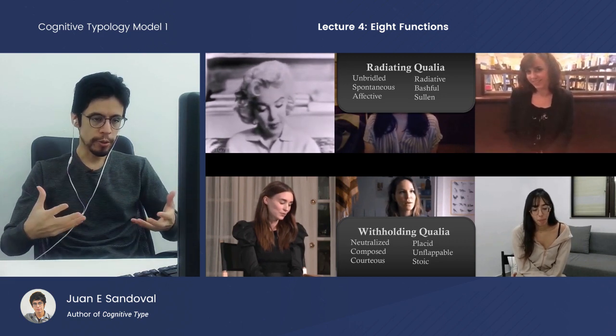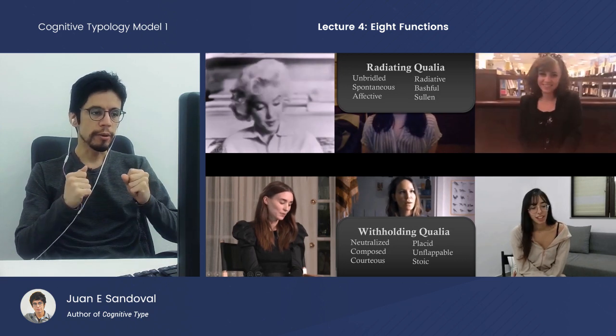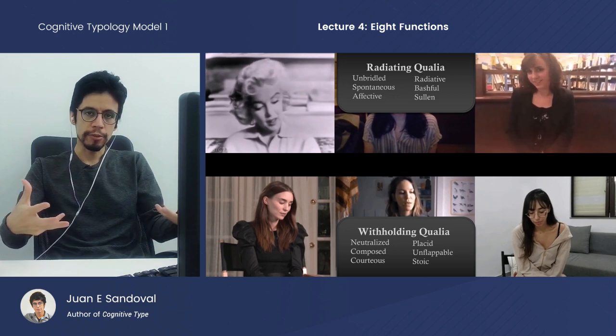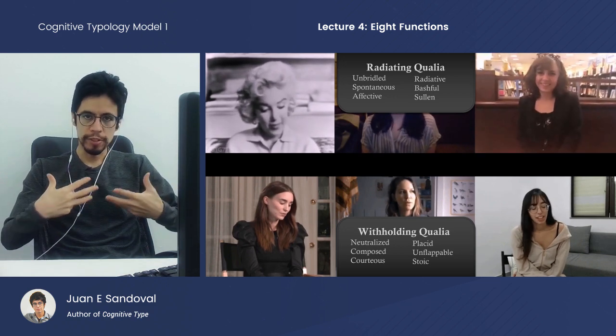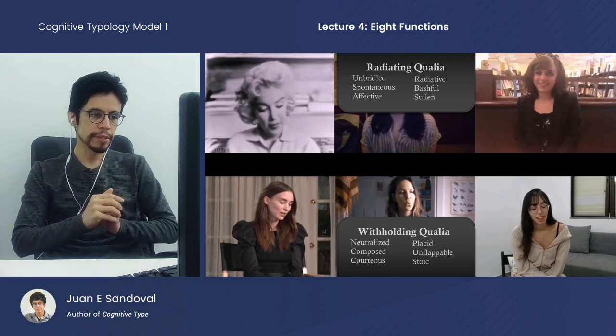So it's not just about joy, of course. Everybody has the capacity for every emotion. It's about radiating out whatever emotion they happen to be feeling. So that's the key characteristic of the radiative types.